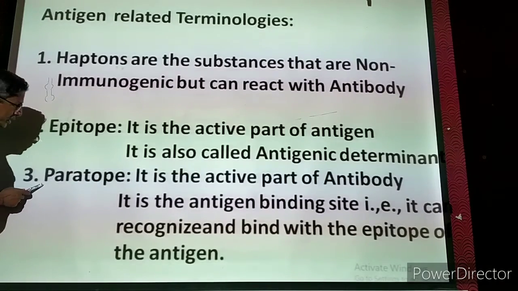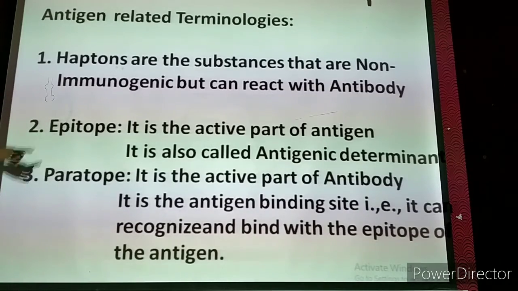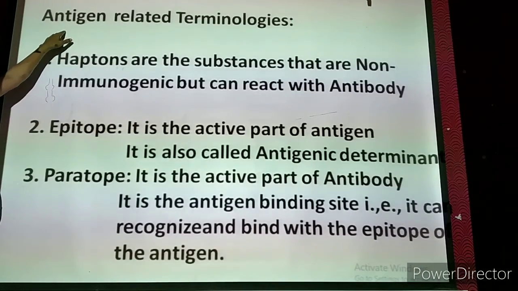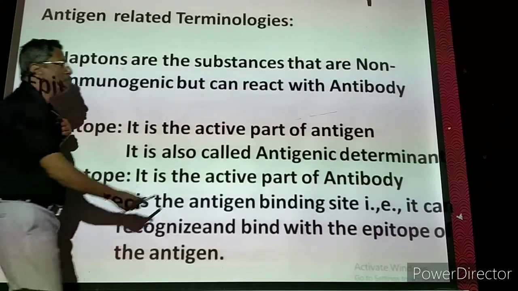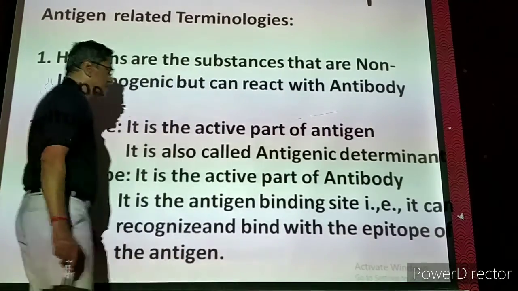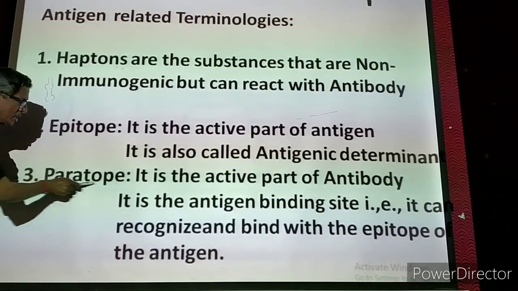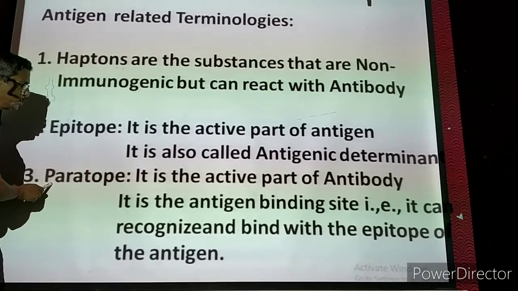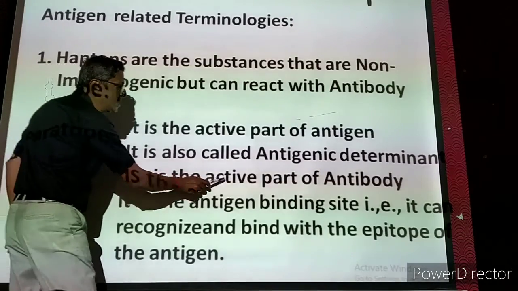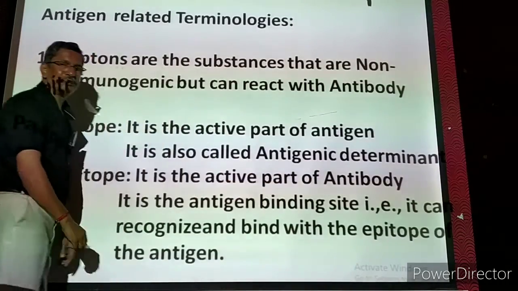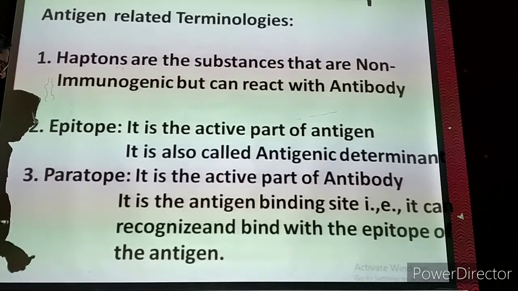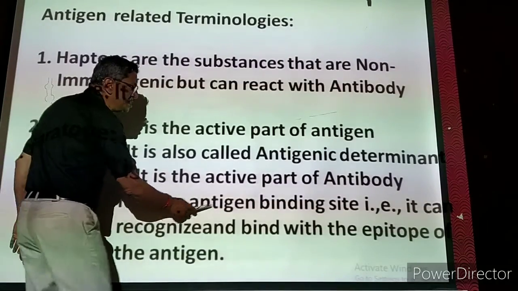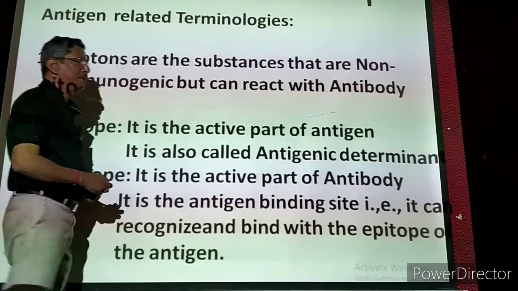Now we are coming to the third one, paratope. Once the antigen is present, our body is producing antibody. In the antibody also some active regions are there, very, very active regions. So each active region is called paratope. It is the active part of the antibody. In the antibody molecule, it is the active part. It is the antigen binding site.